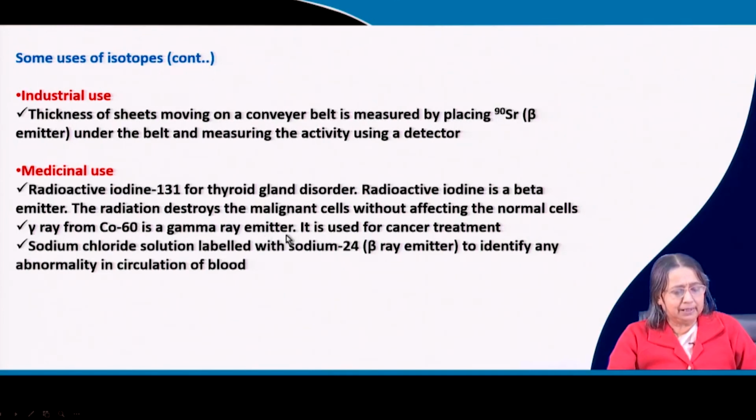Now, gamma rays from cobalt 60. Cobalt 60 is a gamma ray emitter. So, gamma rays coming out can be used for cancer treatment. So, gamma rays are used for cancer treatment, this is also an application.